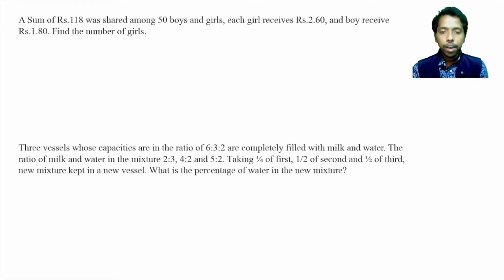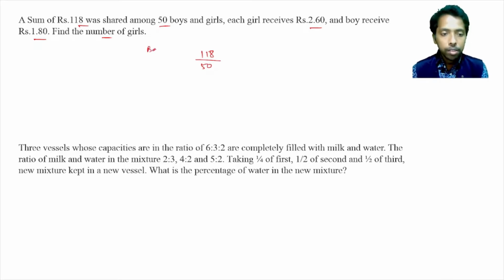So moving to the first slide here. A sum of rupees 118 was shared among 50 boys and girls. Each girl receives 2.6 rupees and each boy receives 1.8. Find the number of girls. So the number of boys and girls we can only find out if we get the ratio of the two. Now this is 118 rupees among 50 boys and girls. So what is the average? That is, this is 1.